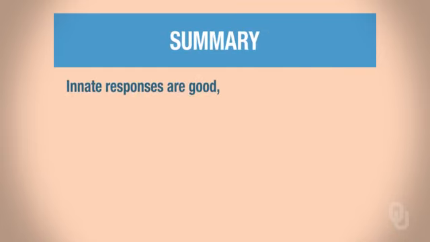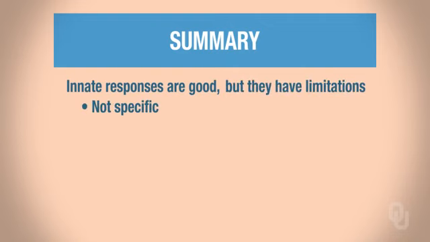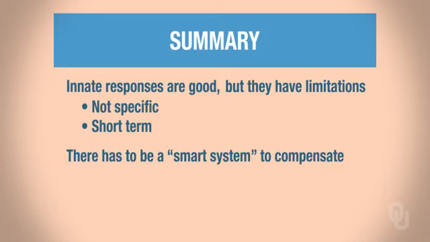So innate responses are really good. They're quick, but they have their limitations. They're not specific. They're not going to kill specific bacterial species, for example. And they're also short-term. They don't last very long. So the problem with it is that because they're short-term and they're not specific, then you have to have a smart system. And that's what adaptive immunity is all about. So in the next part, we're going to start discussing adaptive immunity, and specifically, we're going to look at characteristics of your B and your T cells.